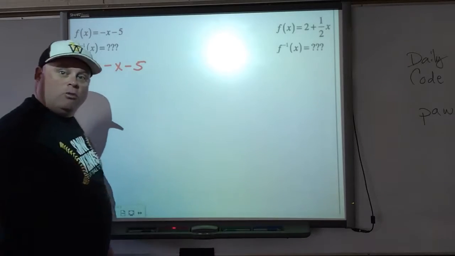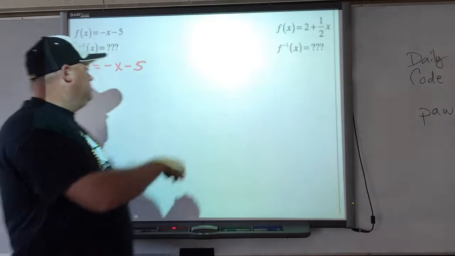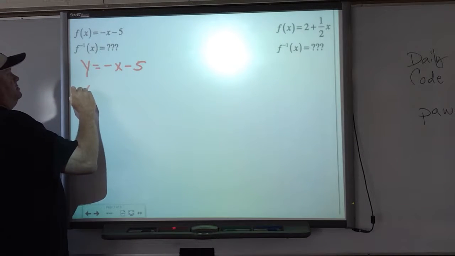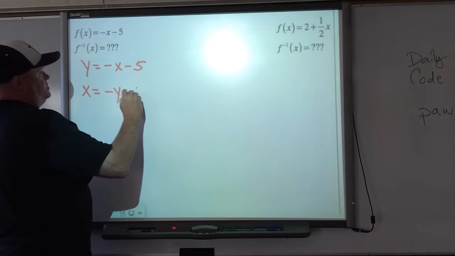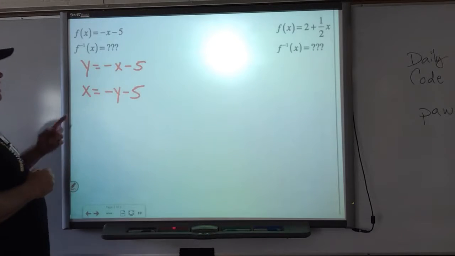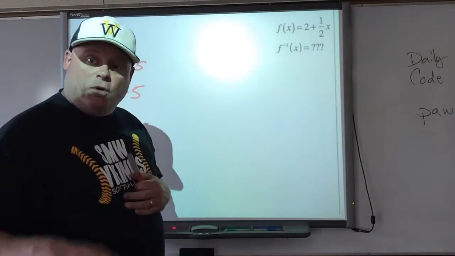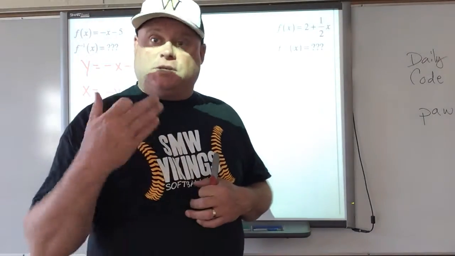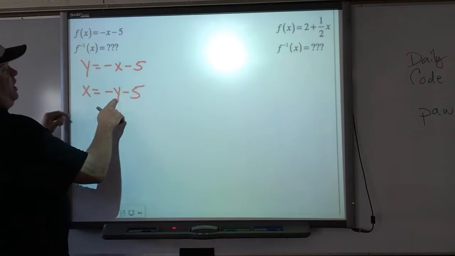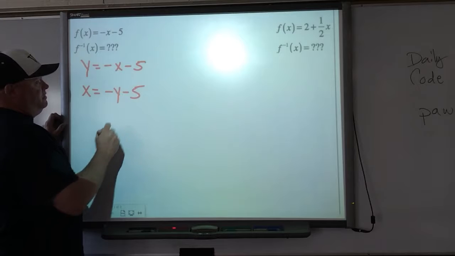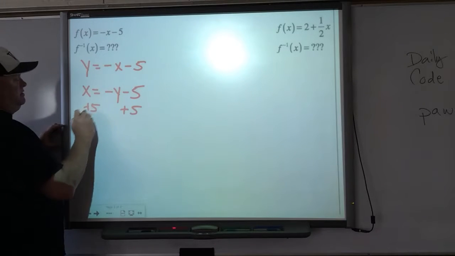Step 2, replace the y and the x, switch them. This becomes x. This becomes y. So x is now equal to a negative y minus 5. Now solve, which is step 3, solve for y. Well, when I see this, I go to negative y minus 5. I'm going to go ahead and add 5 to both sides.